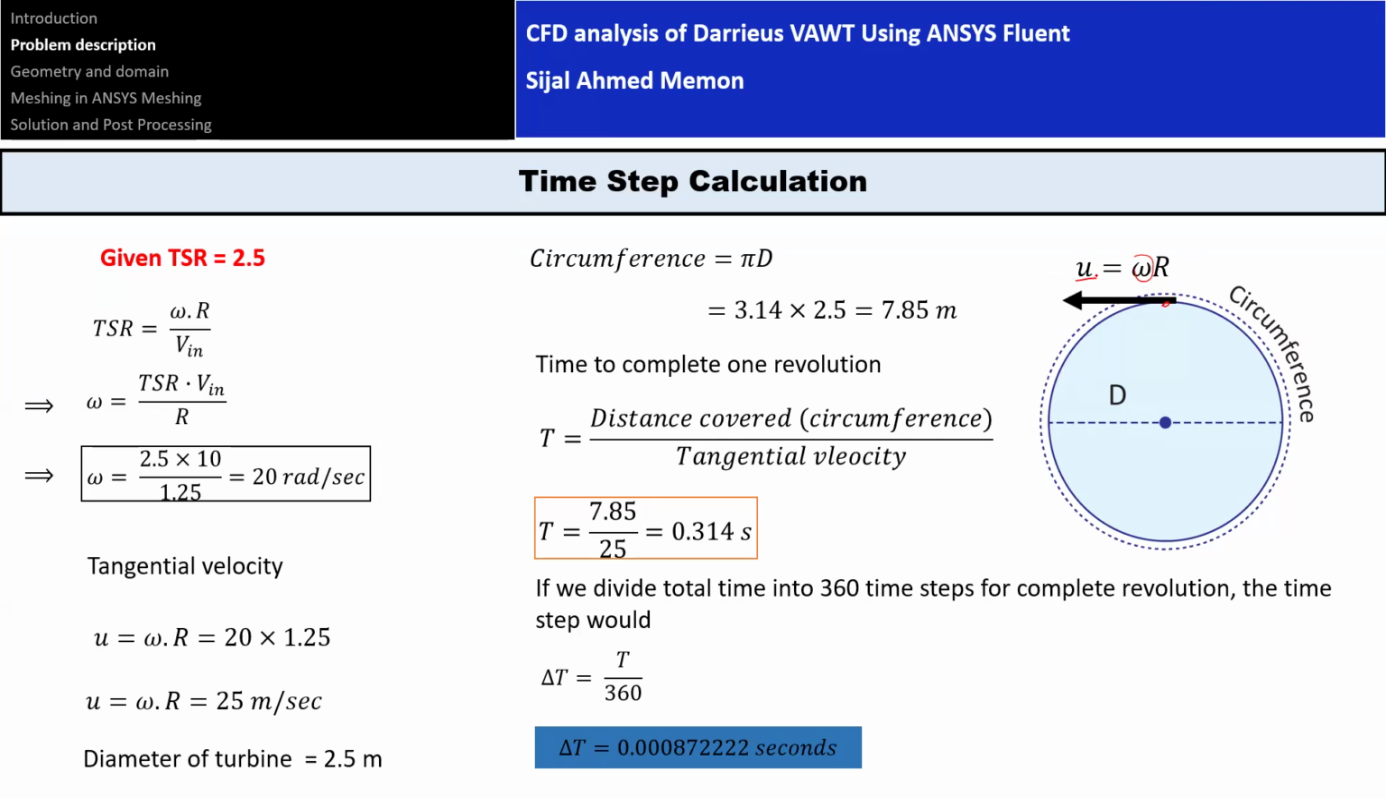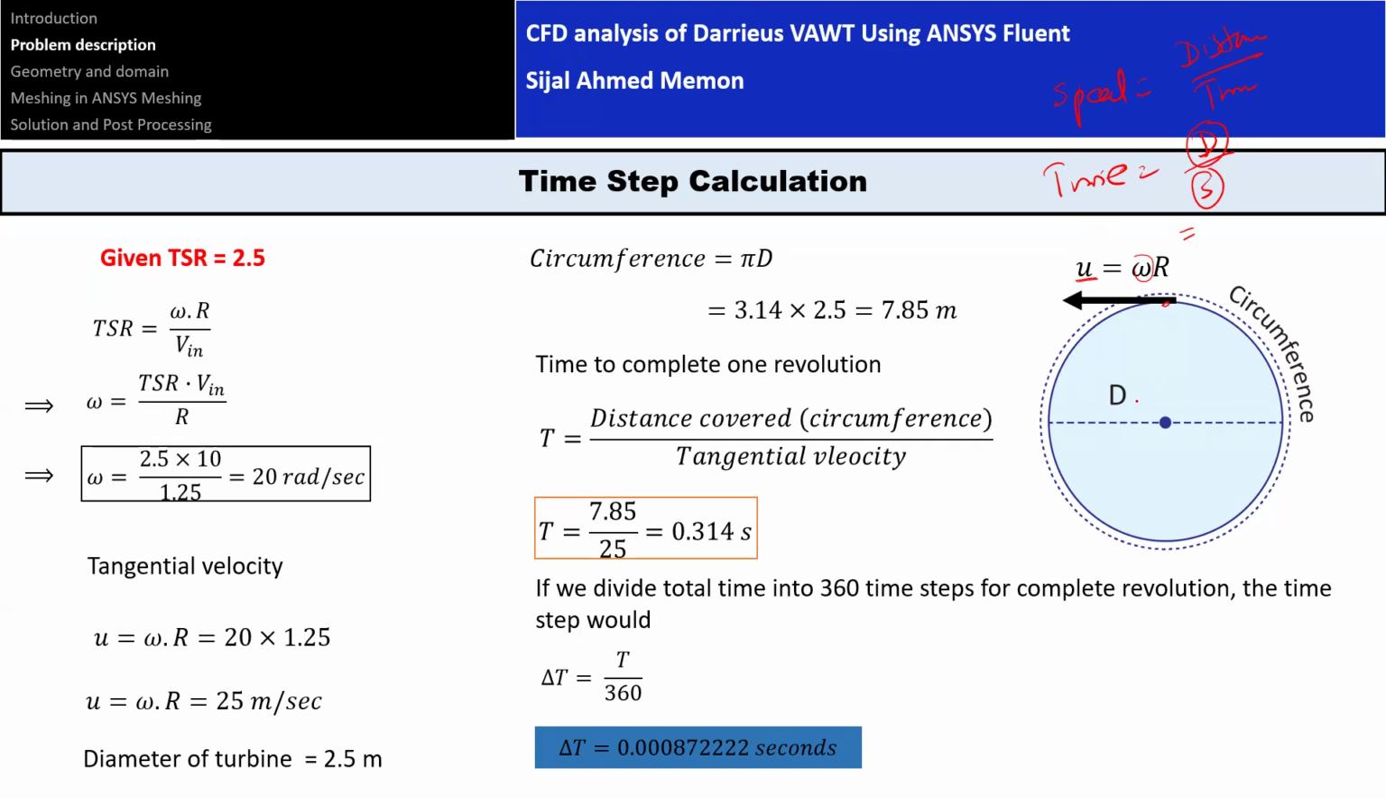So from here, we actually found the transition velocity. And so we know that the formula for the speed is equal to distance upon time. So the time would be equal to distance upon speed. So if you put the value of distance and the value of speed, you can find the time it will take for one complete revolution.